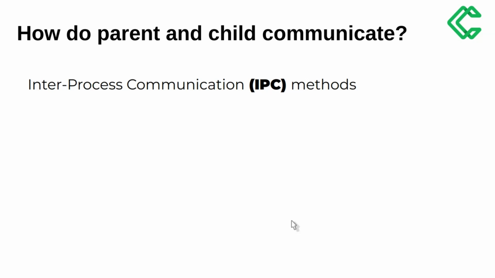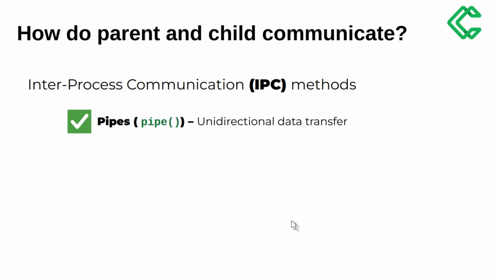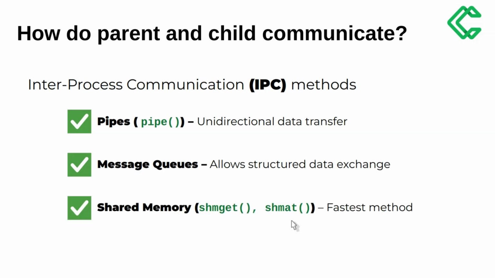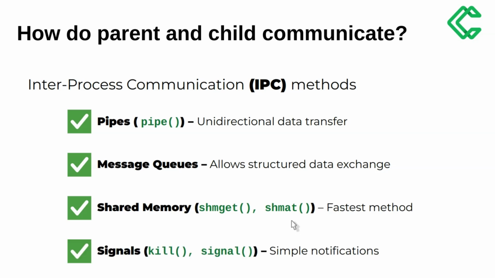Parent process and child process can communicate using inter-process communication, that is IPC methods. What are those methods? Number one, pipe. It is a unidirectional data transfer method. Message queue. It allows structured data exchange. Shared memory, it is the fastest method. And using signals, a simple notification related method. We will learn each of these methods in great detail in a separate video.